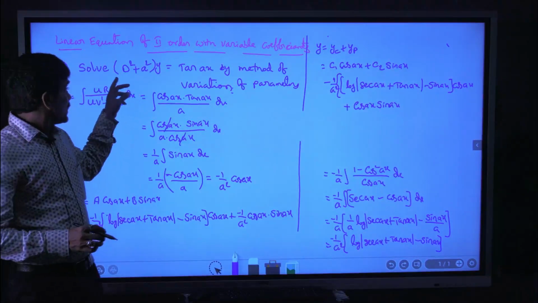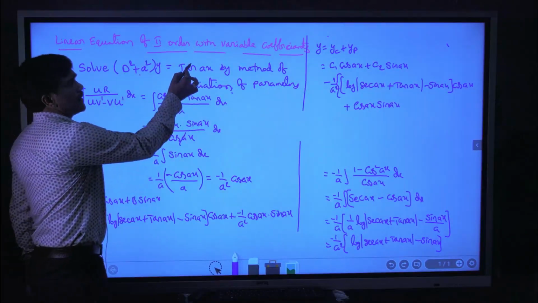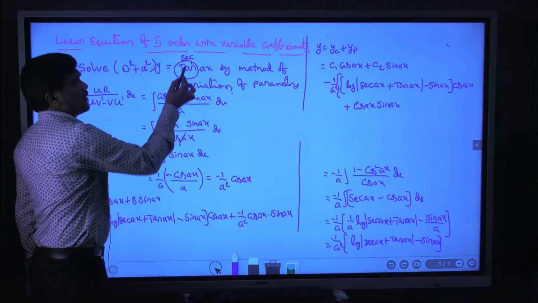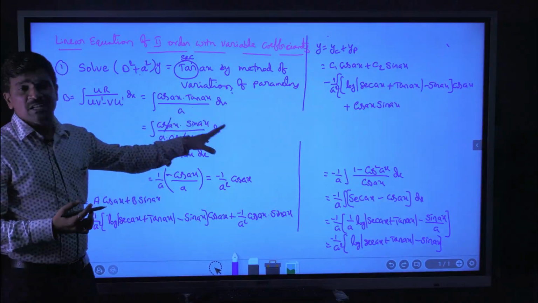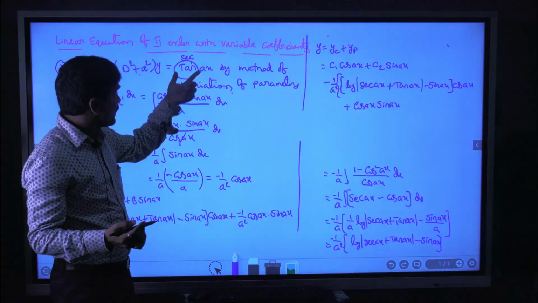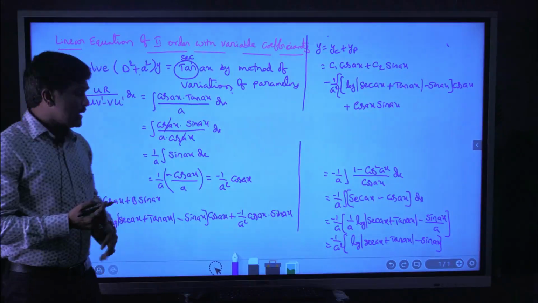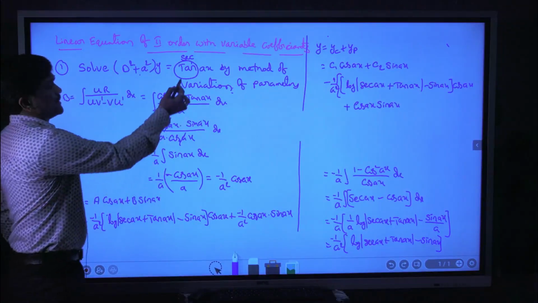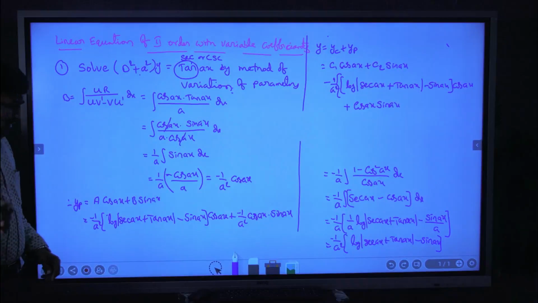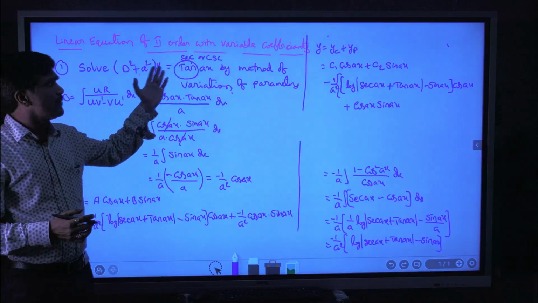So here we found the solution of d square plus a square of y is equal to tan x. Similarly, we can find it for secant ax or cosecant ax in the same way, right? That is just changing the r value. In place of r, substitute secant ax, and we get A and B, right? So secant ax or cosecant ax, we can find the solution for different types of problems.